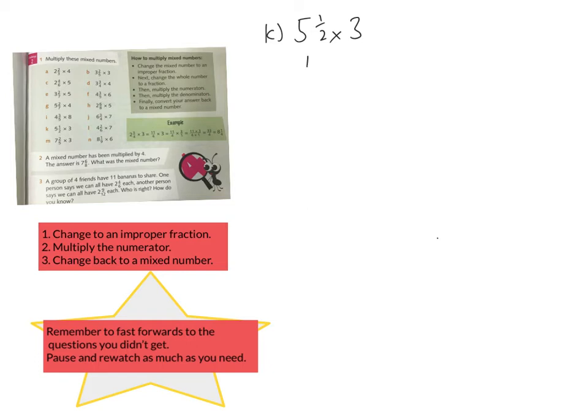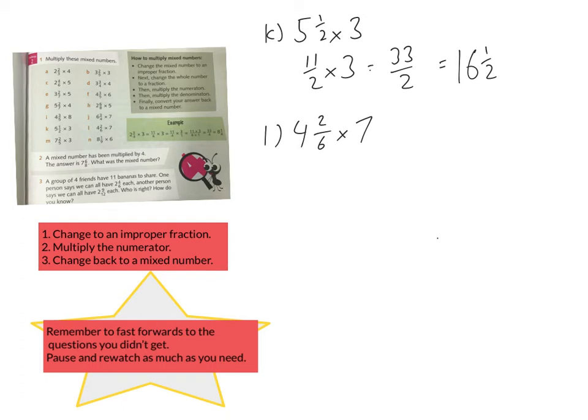Okay, K, 5 1/2 times 3. 5 2s are 10 plus 1 is 11, so 11 halves times 3, which is 33 halves. 33 divided by 2 is 16 and a half. 16 and a half.